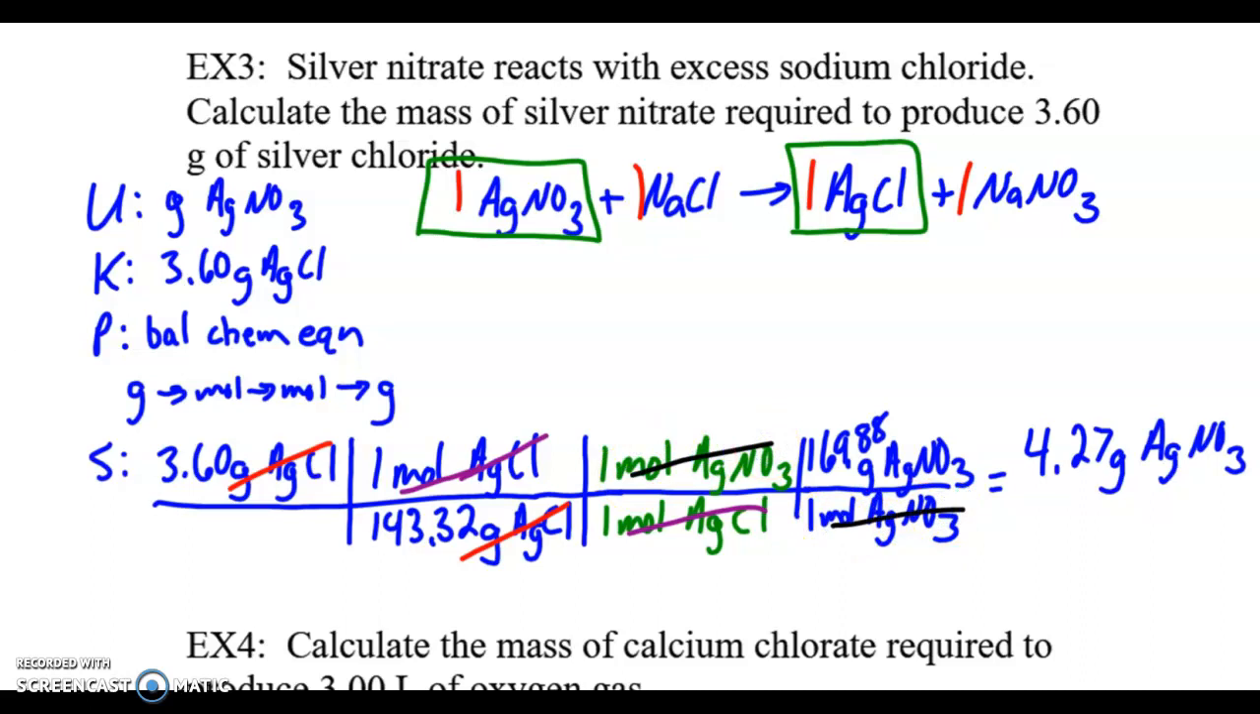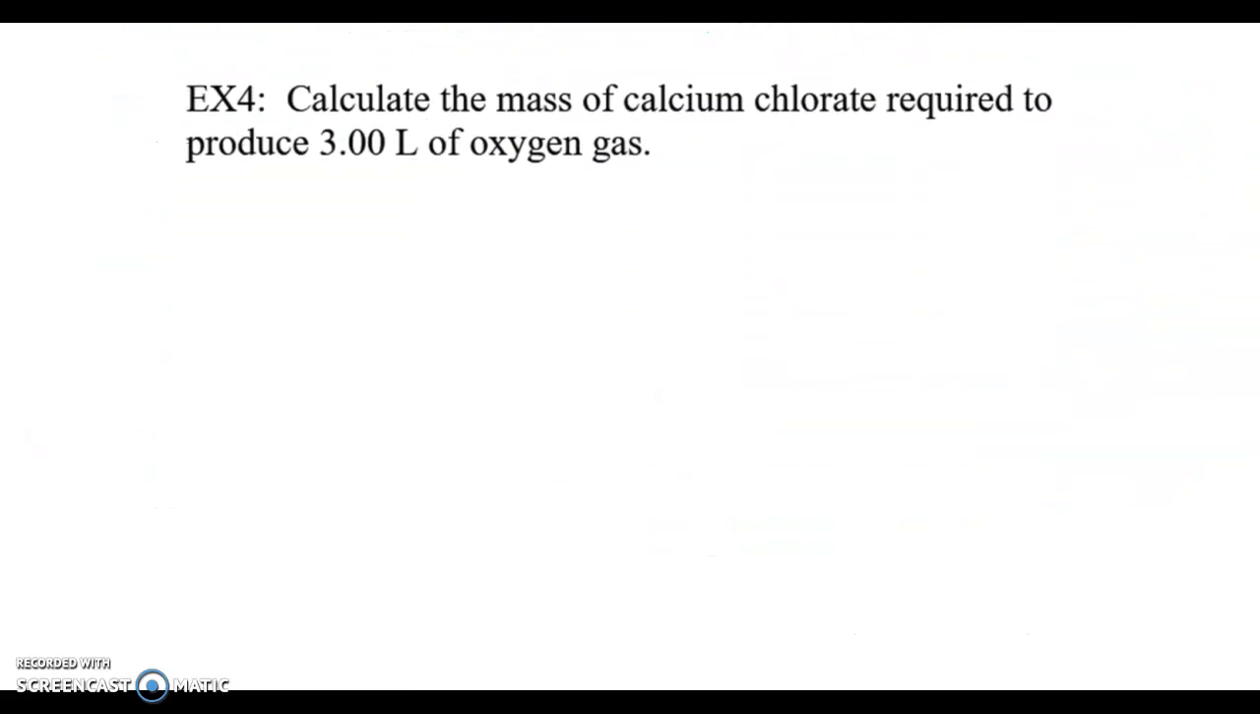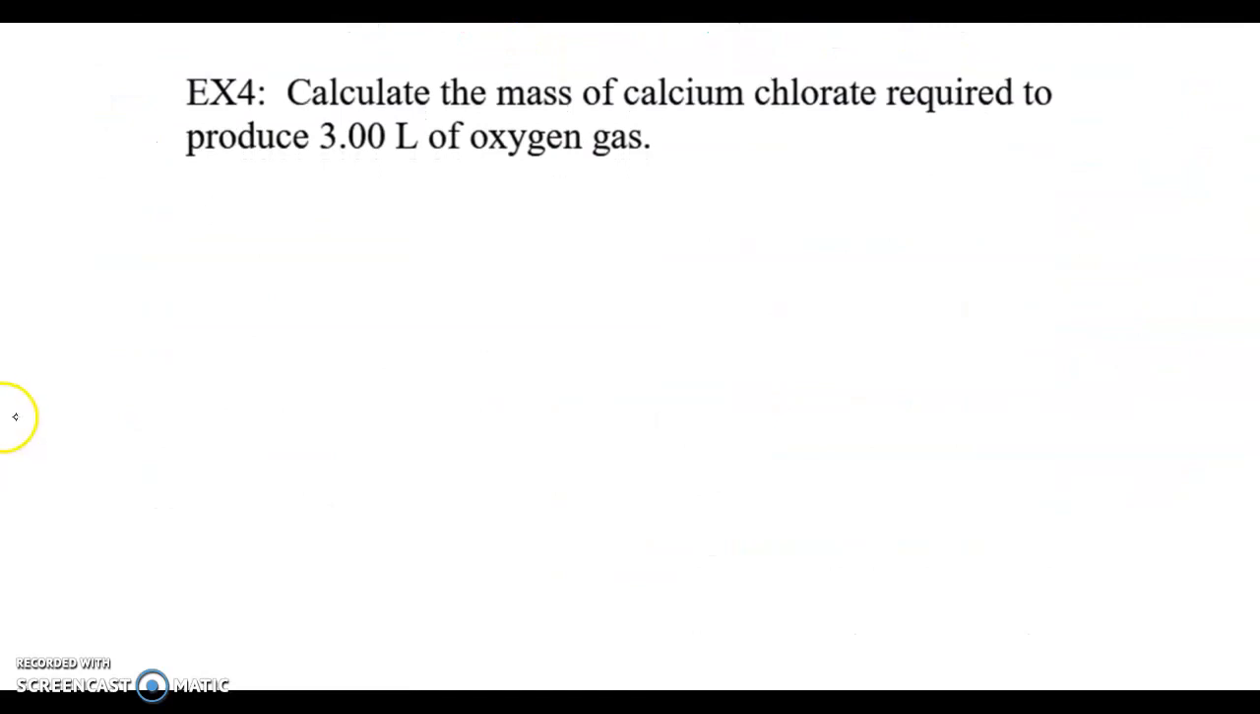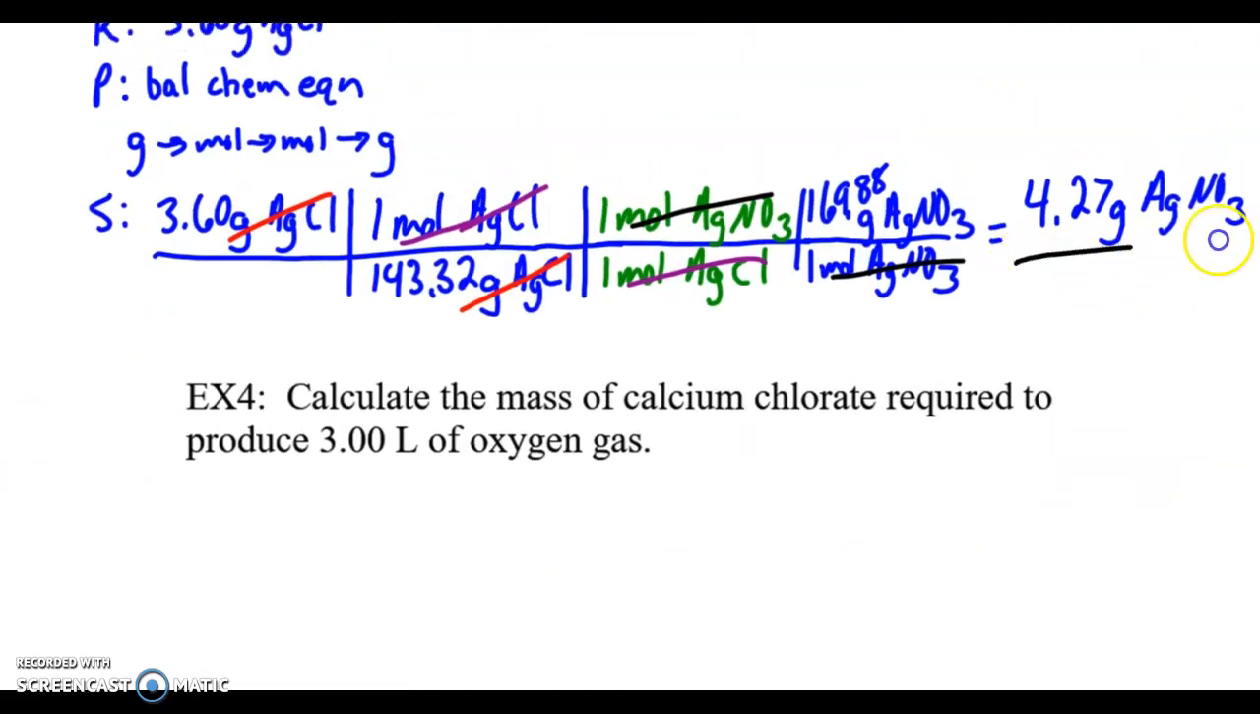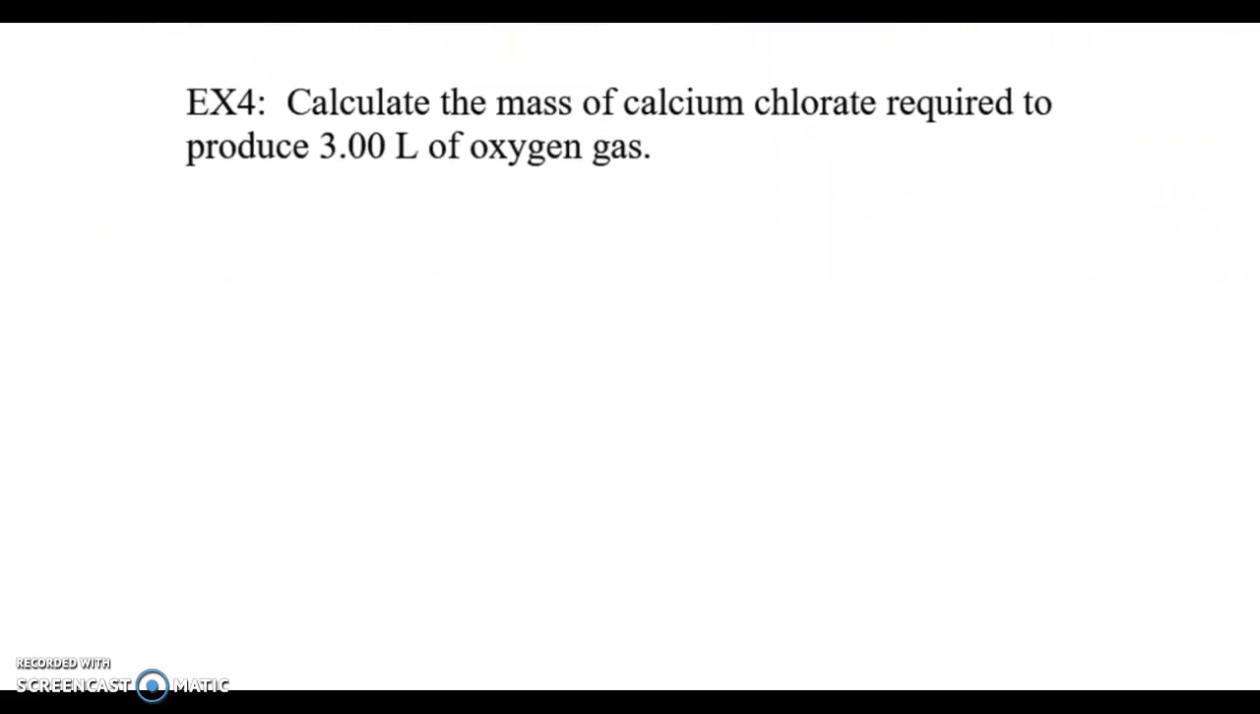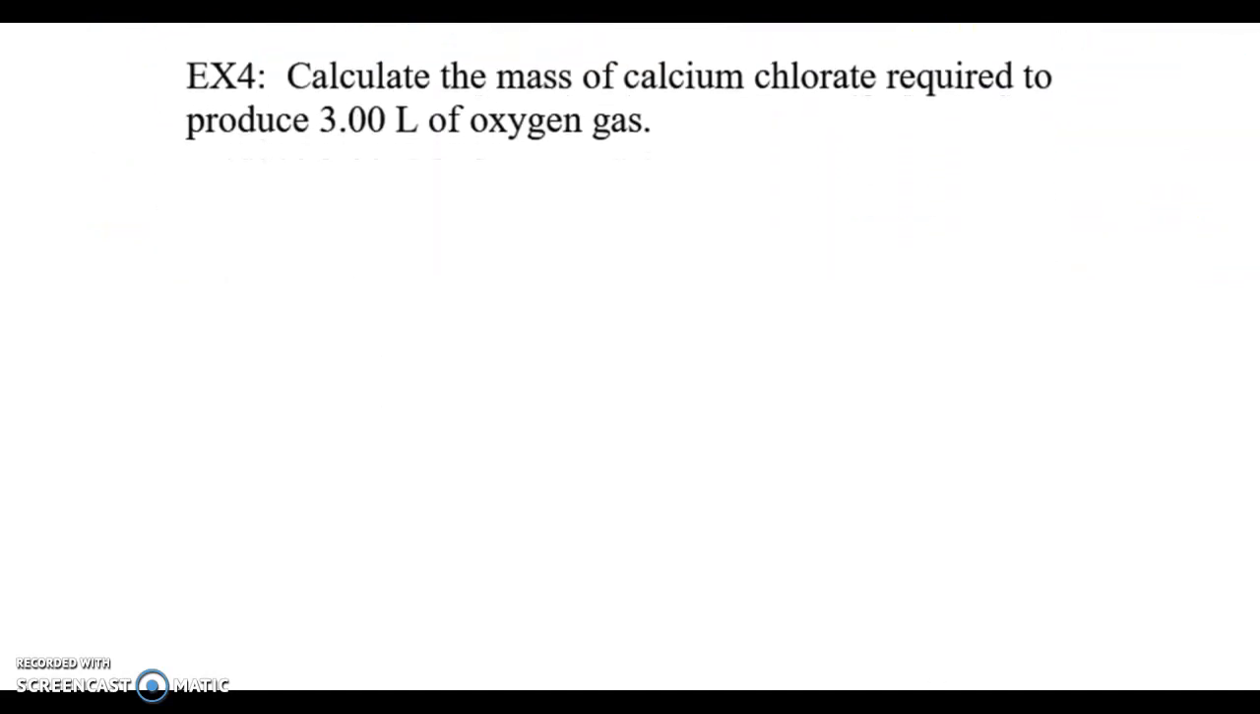All right, one more example problem. So this one asks us to, oh yeah, let's box in the answer. There we go. Okay, so let's calculate the mass of calcium chlorate needed to produce 3 liters of oxygen gas.